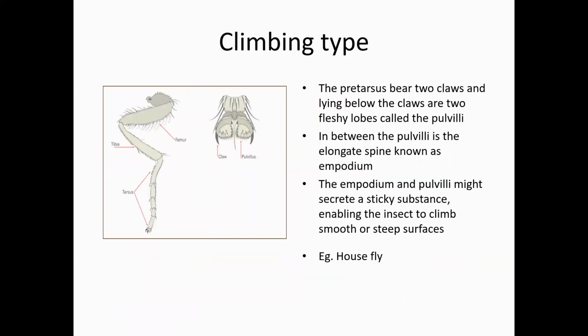Climbing type. The pretarsus bears two claws, and lying below the claws are two fleshy lobes, which are known as the pulvilli. In between the pulvilli is the elongated spine-like structure known as empodium. The empodium and pulvilli may secrete a sticky substance, enabling the insect to climb smooth or steep surfaces. And this climbing type of legs are seen in case of house flies.